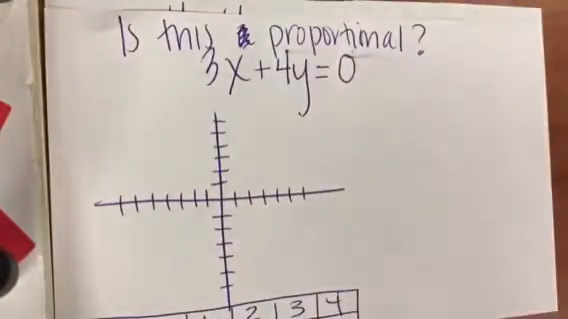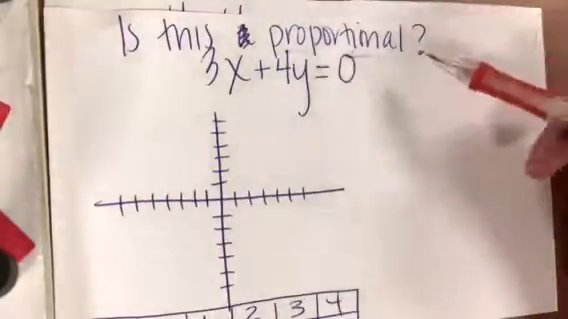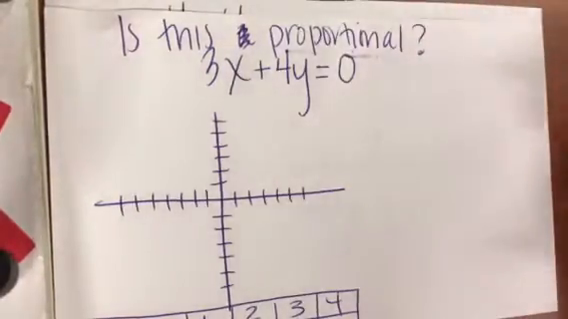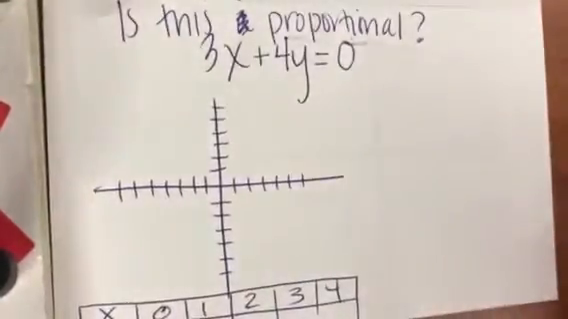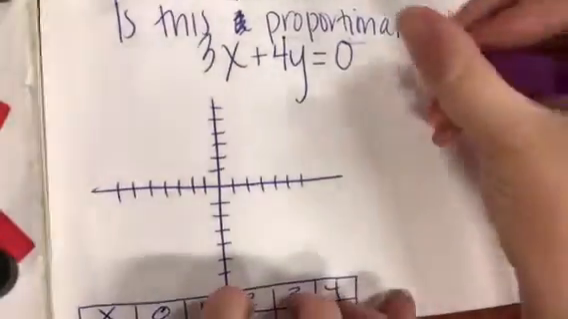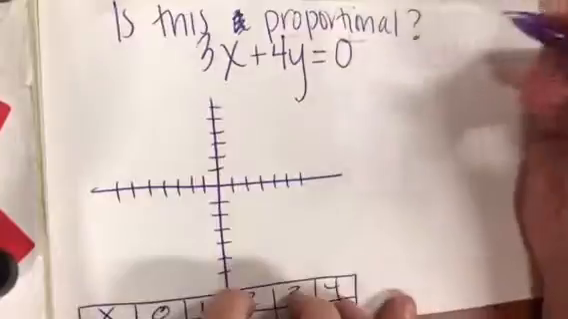Is this proportional? Okay, well, I don't know, because I've got 3x plus 4y equals 0. What am I going to have to do with this? Do I have to manipulate this equation? Yes, it has to be in the y equals mx plus b form. Oh, that's actually kind of easy.